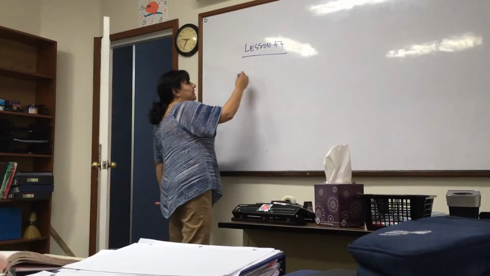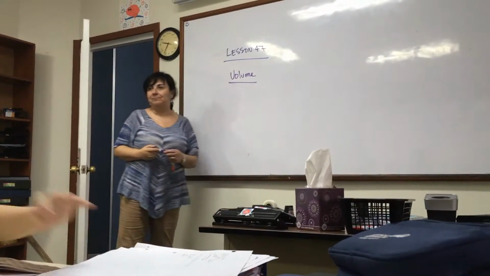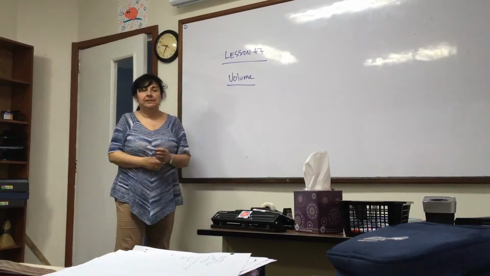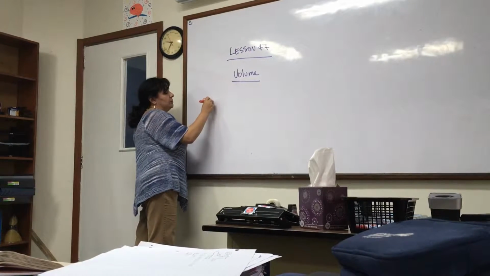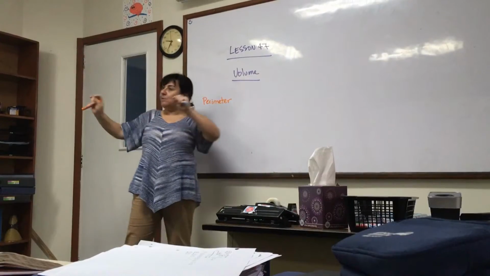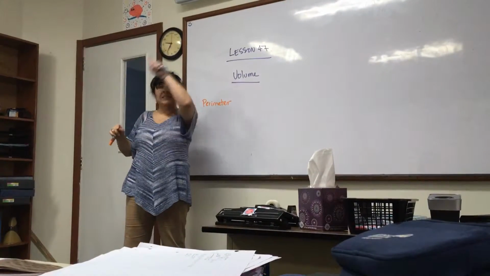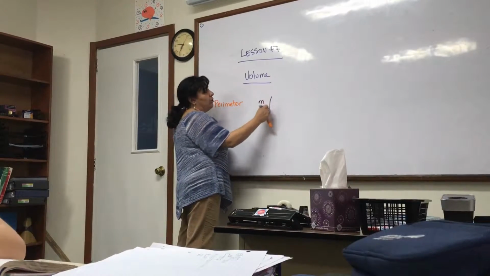47. We're going to look at volume. So far, we've seen perimeter. Do you remember what perimeter was? Perimeter was a distance, right? The linear distance around something. And that was usually given in meters or in feet.